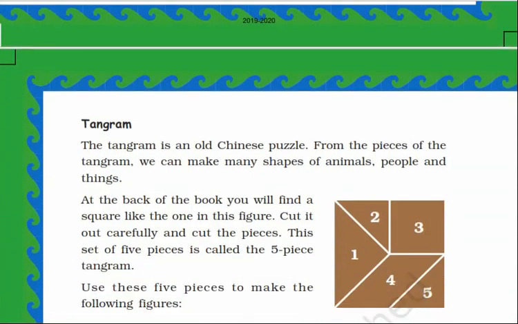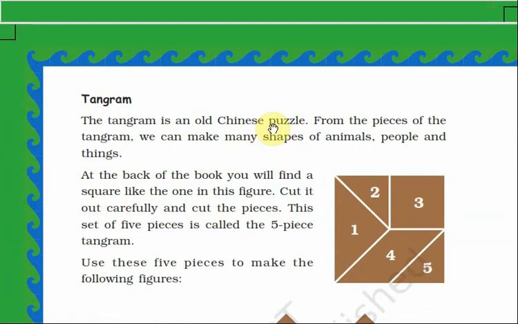Tangram. The tangram is an old Chinese puzzle. From the pieces of the tangram, we can make many shapes of animals, people and things. So what is a tangram? Tangram is an old Chinese puzzle, and using this tangram, people used to make the shape of animals, people and things. Actually, in a tangram there will be many pieces of different shapes. Using these shapes, arranging them in different ways, we can make the shape of animals, people and things.